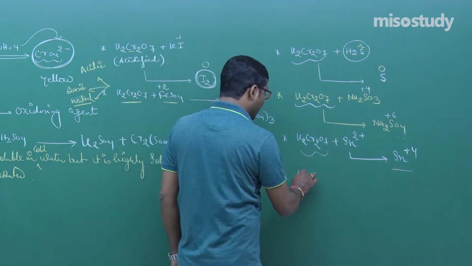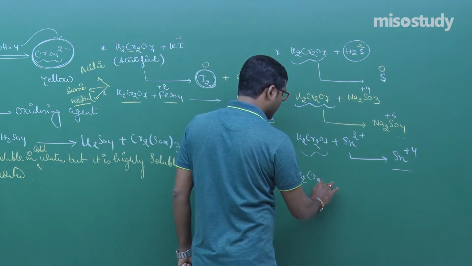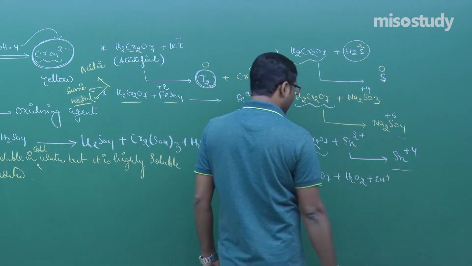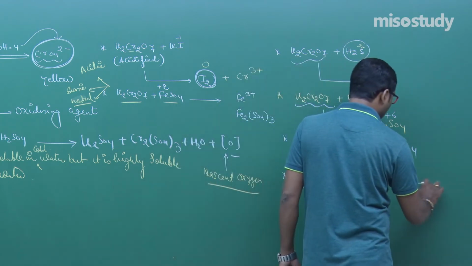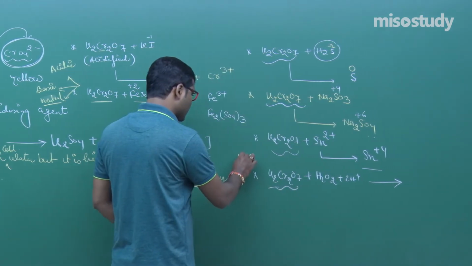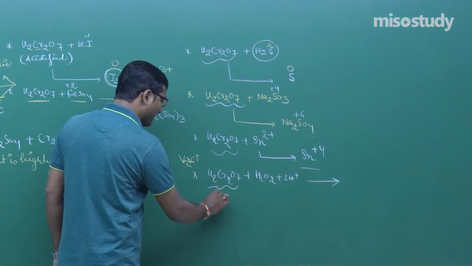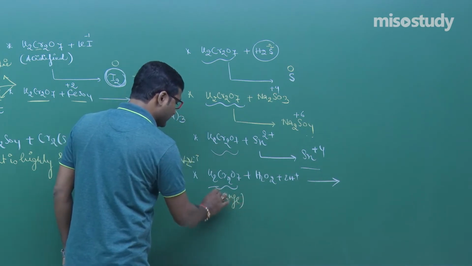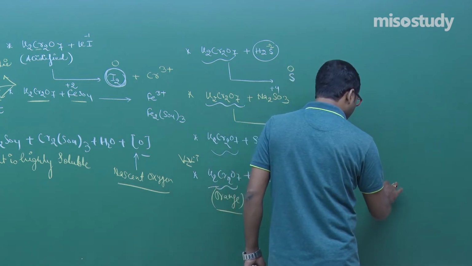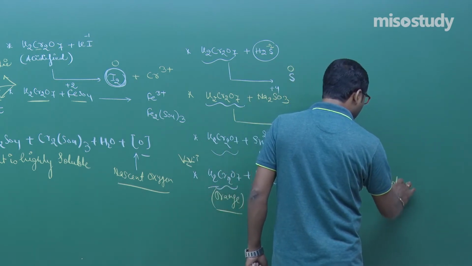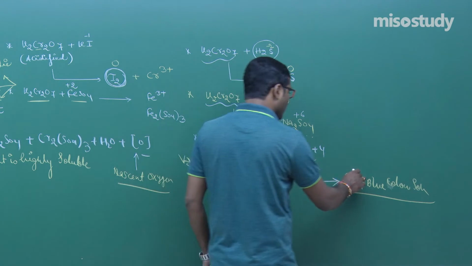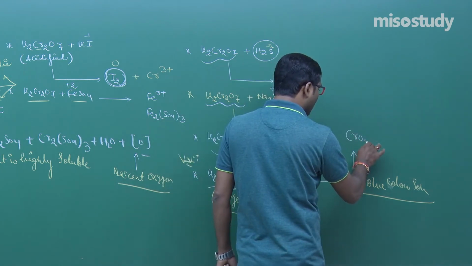Now when acidified K2Cr2O7 is treated with H2O2, then there is a disappearance. This is a VVI reaction. There is a disappearance of the orange color, and we find a deep blue color. What I am telling is, we find a deep blue color solution. What is the reason behind it? Due to the formation of CrO5, my friend.